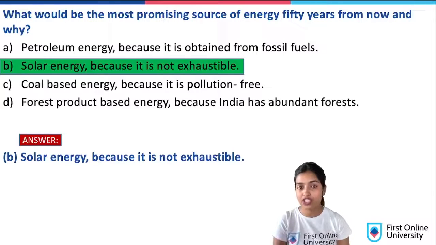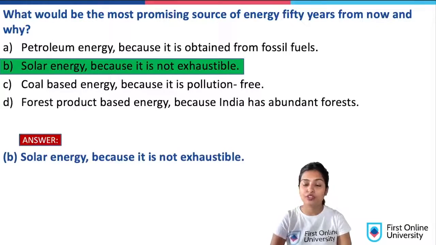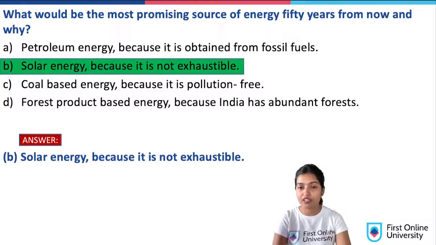Then coal based energy is completely related to pollution. They lead to a lot of pollution and it is not pollution free. Then you have forest product based energy. Just because India has abundant forests, it does not mean that you cut all the forests and produce energy out of it. That is not a very sustainable method. So the best option that you have here is solar energy because it is a renewable resource and we have to use it wisely for a sustainable future.